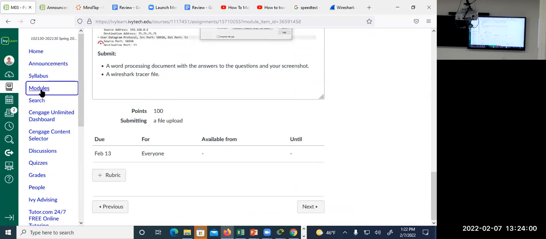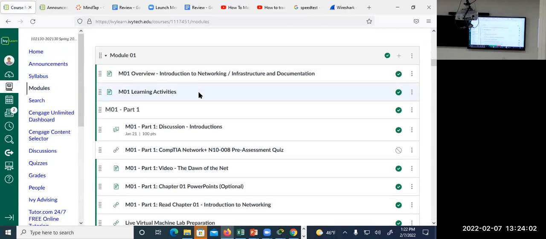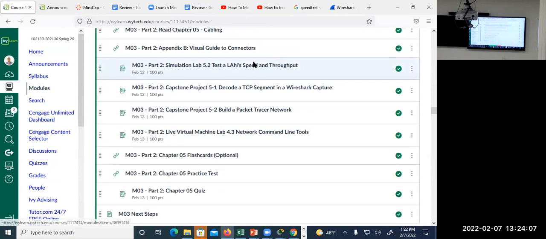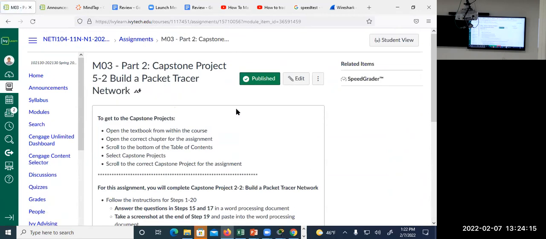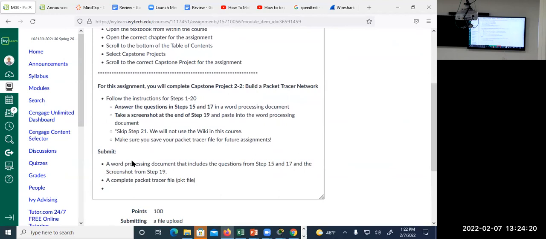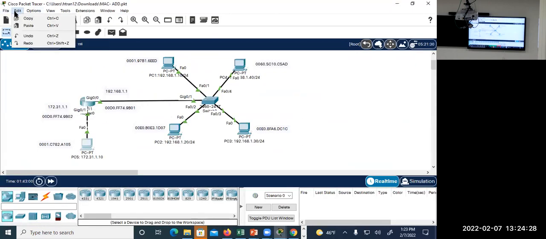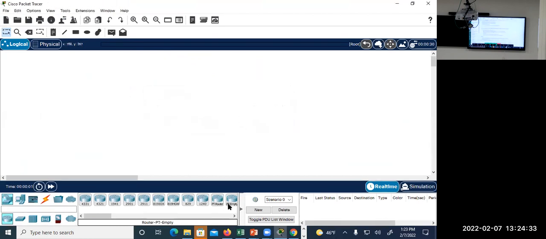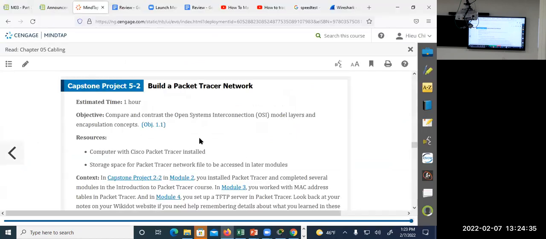Now, what else for this one? This one is very simple. This one also very simple. This one too. And for this one, you have to work with Packet Tracer here. You have to submit a Word file and the Packet Tracer file. Remember that in the case of Packet Tracer, you have to use the old topology, this one here.